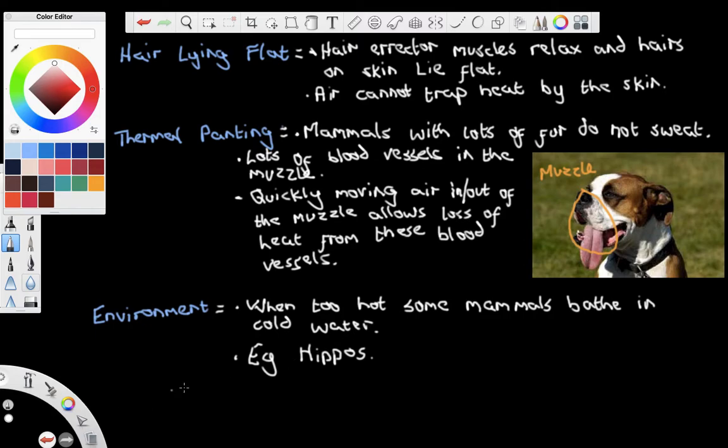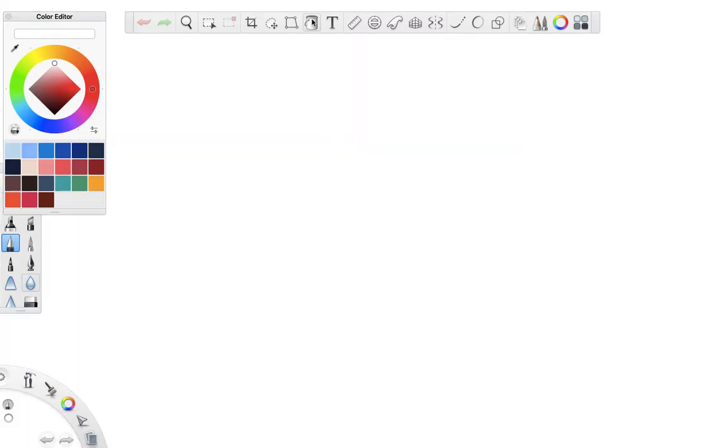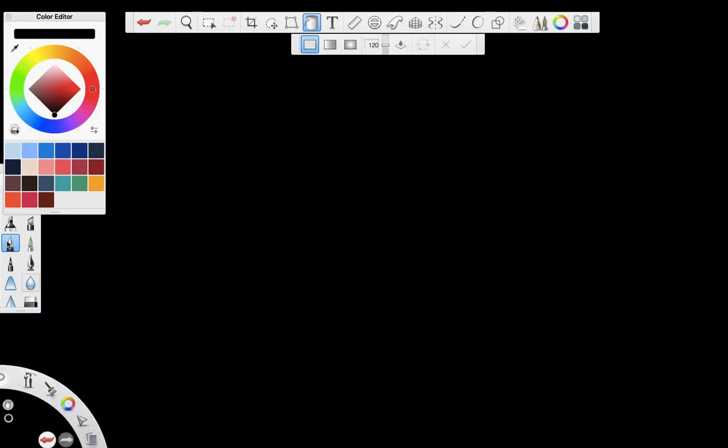Right then. Final bit of today's lesson. I know it's a long one, apologies. That's just the nature of the beast at A level. Not a lot I can do.